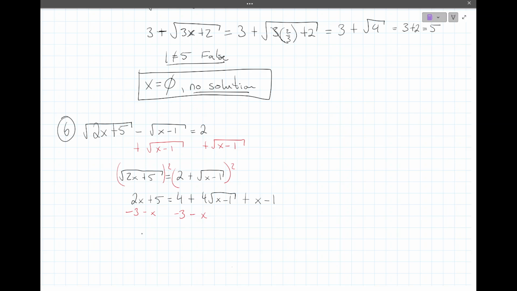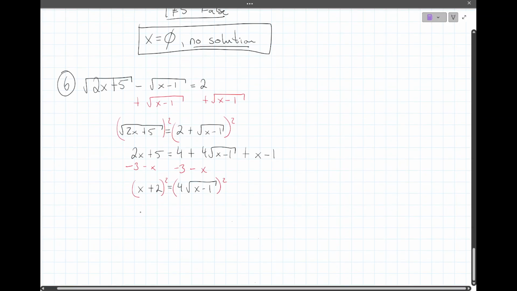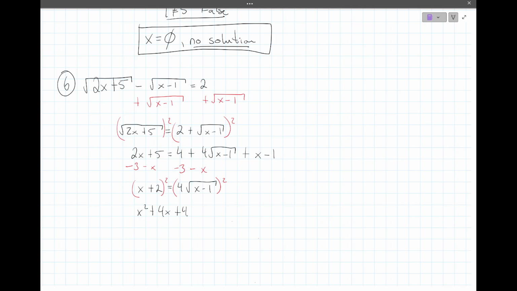Writing this again, I'm going to get x plus 2 equals 4 root x minus 1. There's no GCF to take care of, so I'm just going to square everything again. Gets to be a little bit nicer. This is going to be x squared plus 4x plus 4. This will be 16 times x minus 1. And this will be x squared plus 4x plus 4 equals 16x minus 16.